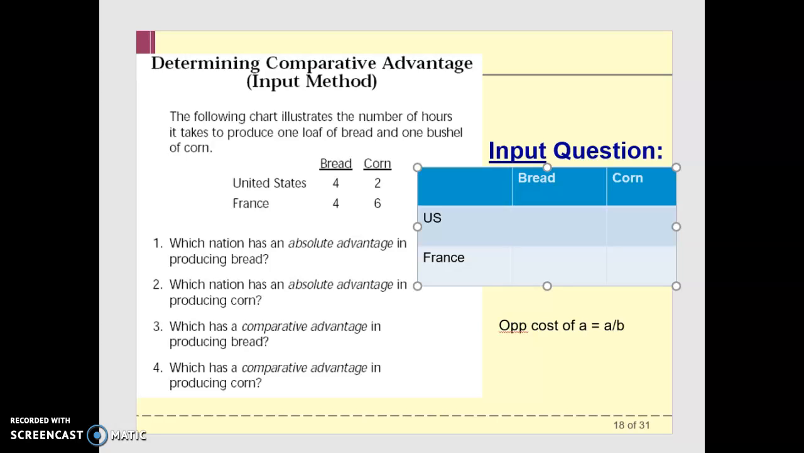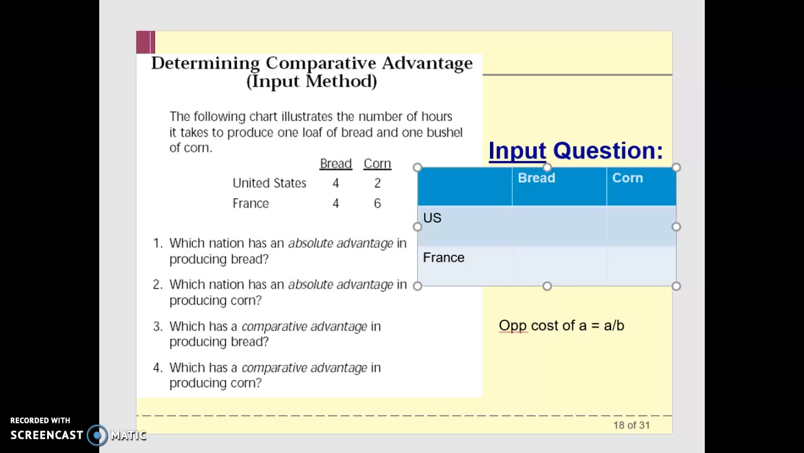And input questions are inherently a little bit different. Remember, inputs make outputs. So inputs make products and services. Inputs would include land, labor, capital, entrepreneurship. So when we're given data in terms of hours, the time it takes to do something, acres of land, horsepower, those types of things would be resource or input questions. And they just require us to think a little bit differently about them.